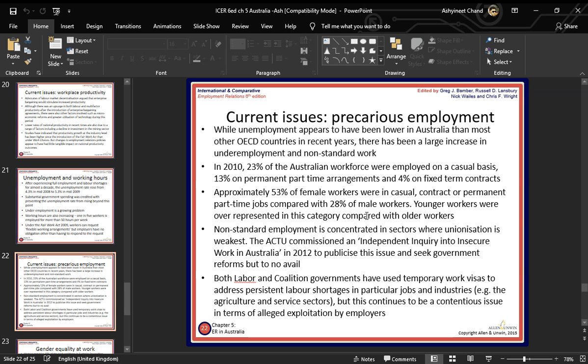Non-standard employment is concentrated in sectors where unionization is weakest. That would be the service industry, isn't it? The ACTU commissioned an independent inquiry into insecure work in Australia in 2012 to publicize this issue and seek government reforms, but to no avail. Both Labour and coalition governments have used temporary work visas to address persistent labour shortages in particular jobs and industries, for example the agriculture and service sectors, but this continues to be a contentious issue in terms of alleged exploitation of employees.